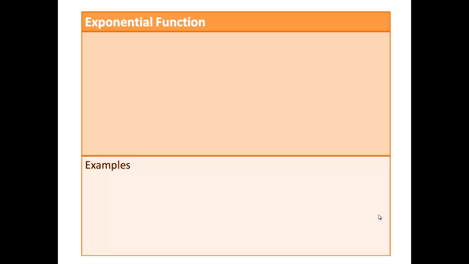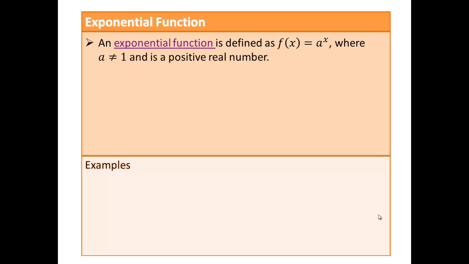All right, let's take a look at exponential functions. An exponential function is defined as f of x equals a to the power x, where a is not equal to 1, because otherwise you'll just get 1 to a power, which is just 1, a horizontal line. Nothing interesting happens there. And so we're only looking at positive real numbers.